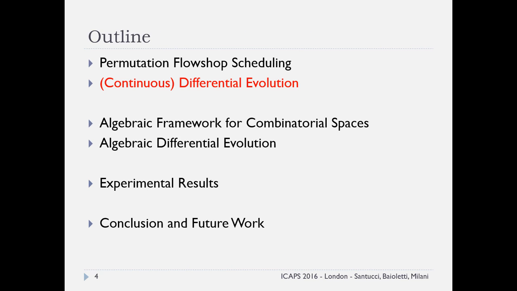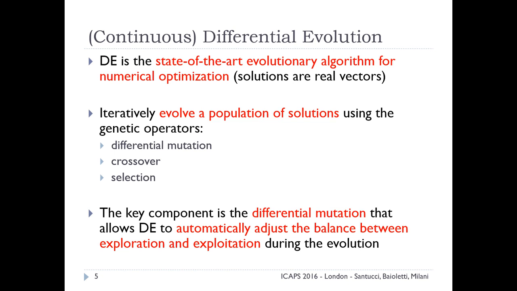We would like to apply the differential evolution algorithm to this problem, but there's an issue. Differential evolution is a numerical optimization algorithm, the state of the art in numerical optimization, but it works with real vectors, and we need something working on permutation representations. So we will show how to transform this numerical algorithm into a combinatorial algorithm.